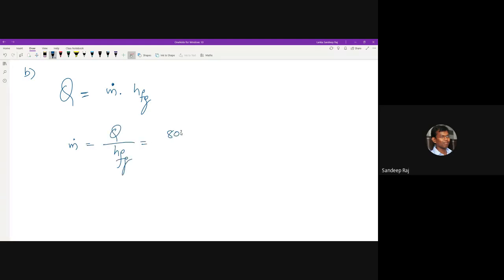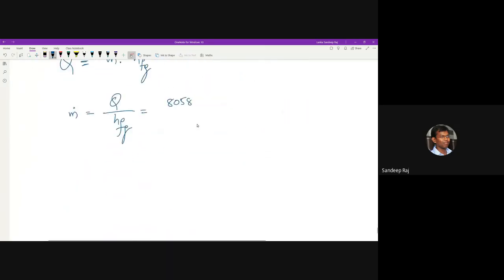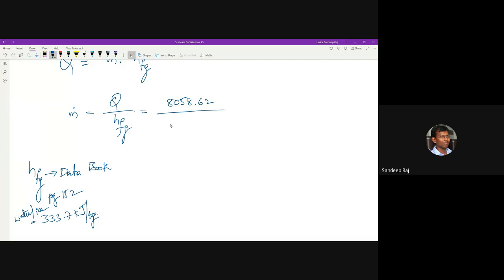The Q value just now we have found out, 8058.62. That is your Q value. Do you know HFG value? You don't know. The HFG value you have to go to the data book and get it. Okay, if you go to your data book, in page number 152, I guess this value will be available to you, and that value is 333.7 kilojoule per kg. This value you will get for the water or ice combination. That value you have to substitute here.